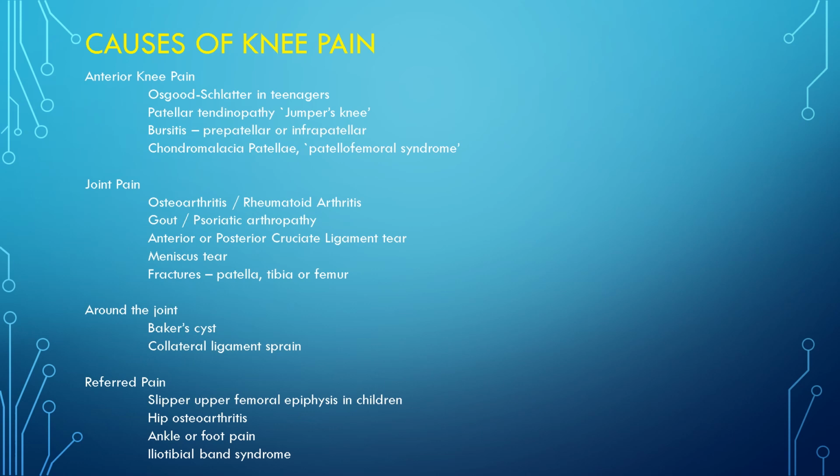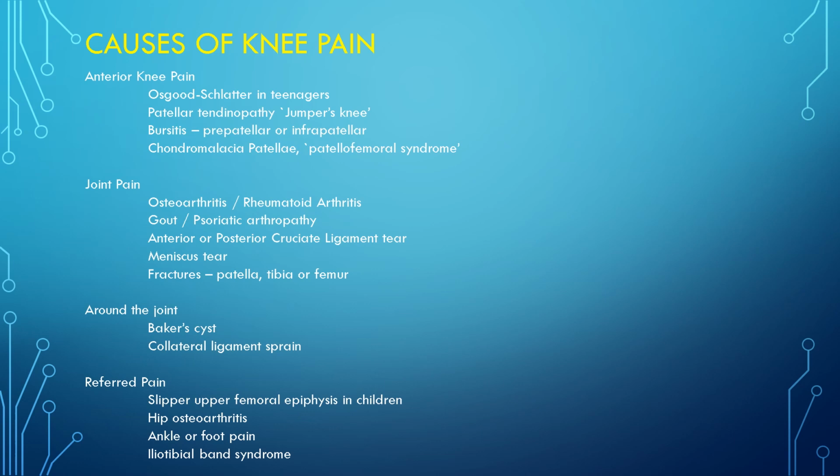Within the joint itself, obviously, it's a synovial joint, you can get osteoarthritis or rheumatoid arthritis and other inflammatory arthritic problems like gout or psoriatic arthropathy. Again, we've mentioned anterior and posterior cruciate ligament tears, meniscus tears, all can contribute to pain inside the knee, can cause locking and the feeling of giving way if particularly the cruciate tear has occurred. Don't forget fractures, whether hairline or severe in the patella, tibia or femur.